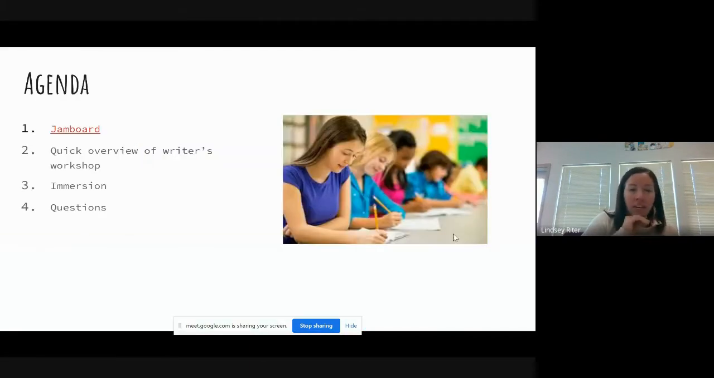Our agenda today, we've already done our Jamboard. We will do a quick overview of Writer's Workshop. Then we will dig into the meat of our presentation with immersion, and then we will have time for any questions at the end.